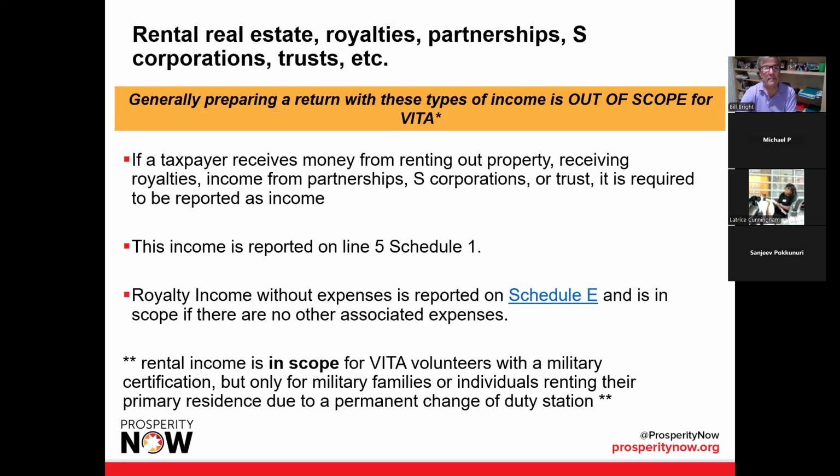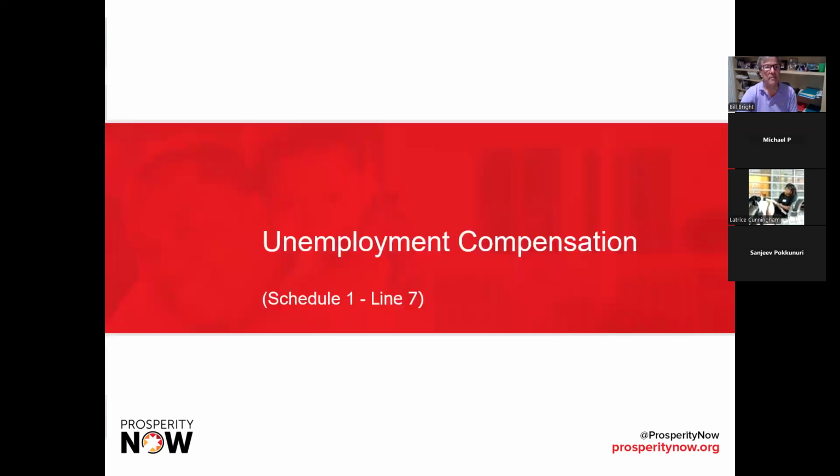Real estate is real estate. Generally, all of these are out of scope. What we generally see, if there's any kind of rental income, is that it flows through some sort of investment product that would come via a brokerage statement. So again, not something we see very much of.